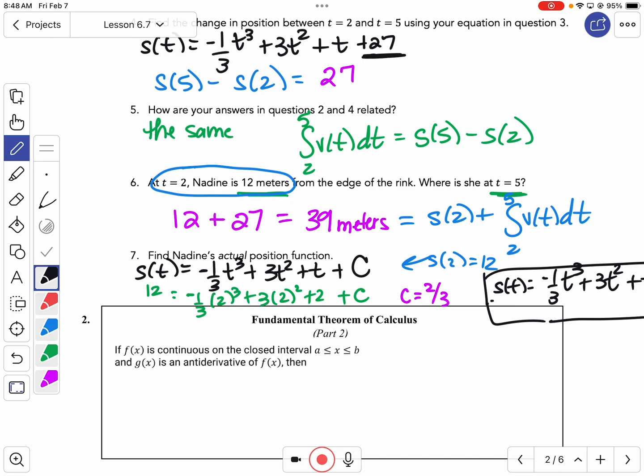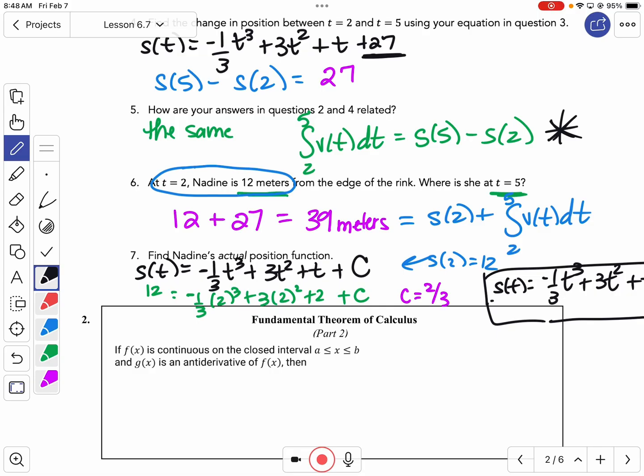We refer to this as an initial condition problem. Basically, you're just figuring out what is that constant. And that's going to come up more next week. Today, we're going to focus right here, and that's part 2 of the fundamental theorem.